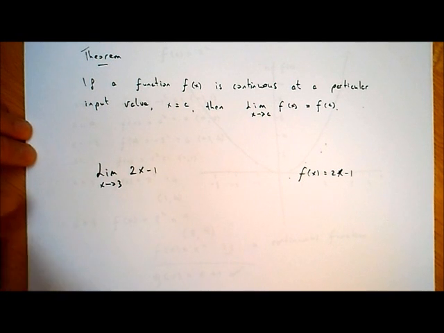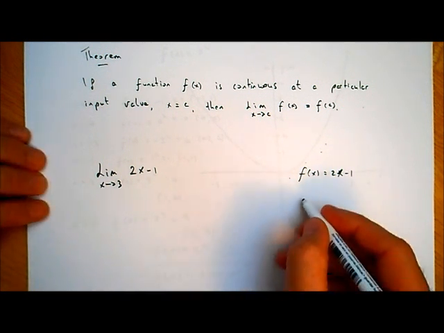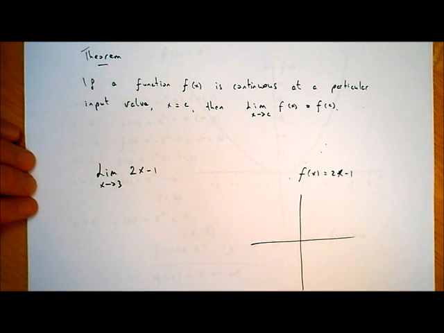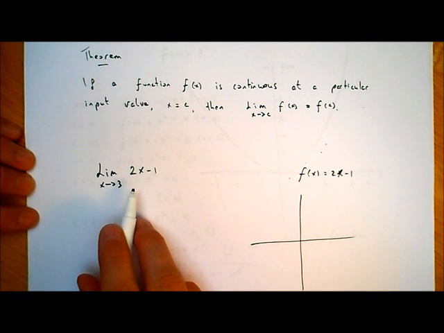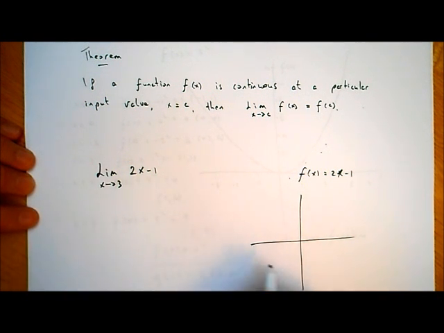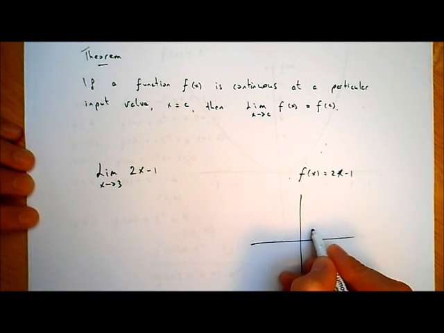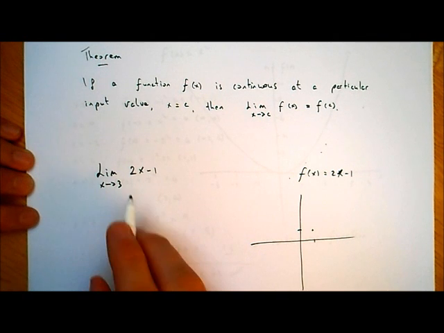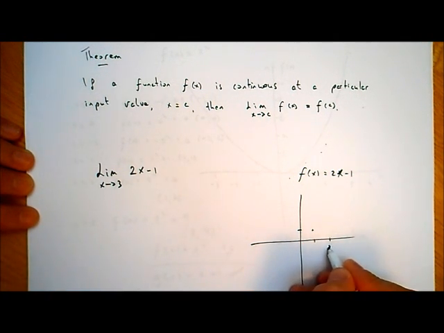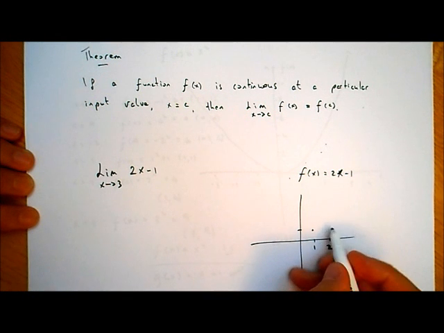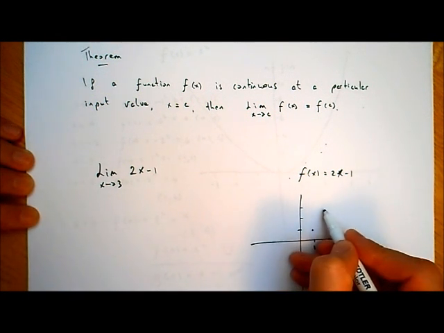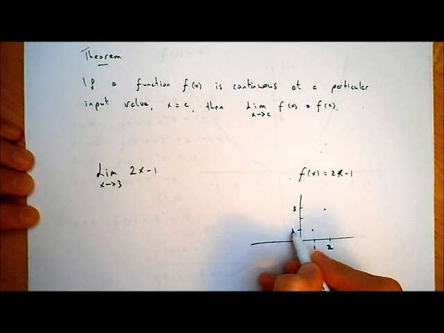Well, it means that if I take this function 2x minus 1, and it is a continuous function, we can draw it quickly. When x is equal to 1, we get 2 times 1 minus 1, which is 1 also. When x is equal to 2, we get 2 by 2 minus 1, which is 3. So there's the point up there.